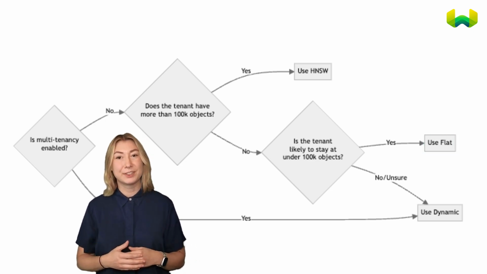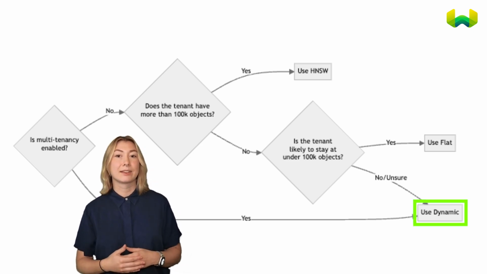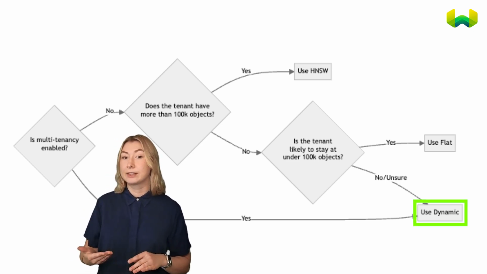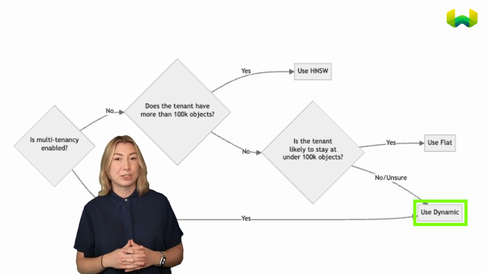If you're not sure if your tenant is going to stay under 100,000 objects, then you can use the dynamic index. This means that it will start as a flat index until the number of objects reaches a certain threshold, and then it will move to an HNSW index.